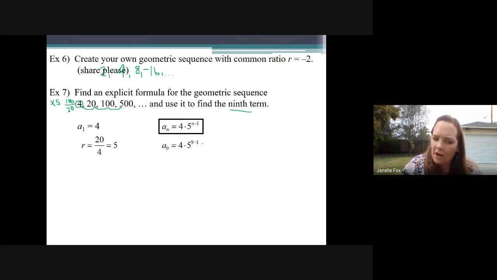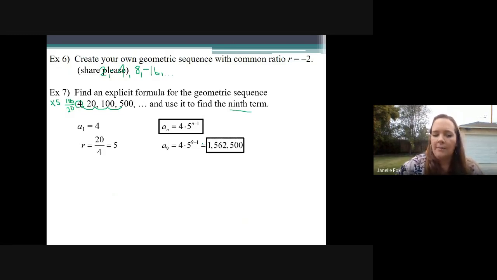Now in your calculator, you need to do 5 to the 8th first and then multiply by 4. And if you do that, you get a beautiful answer of 1,562,500. If you did not get that, go back and try that in your calculator again using the appropriate order of operations.